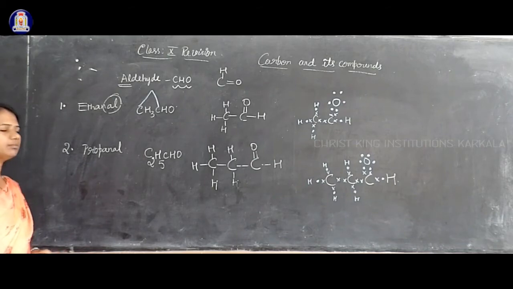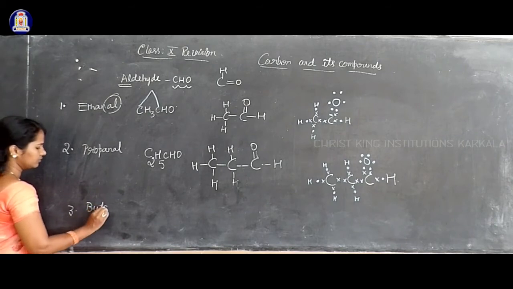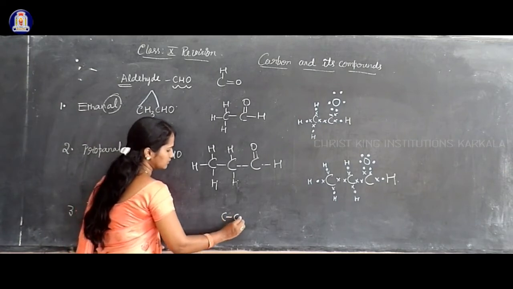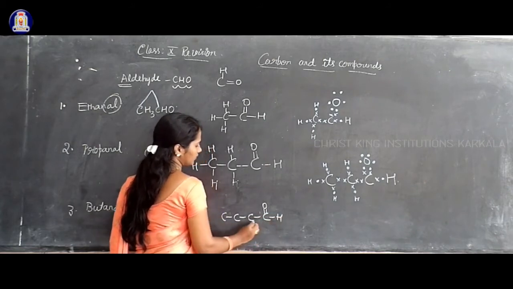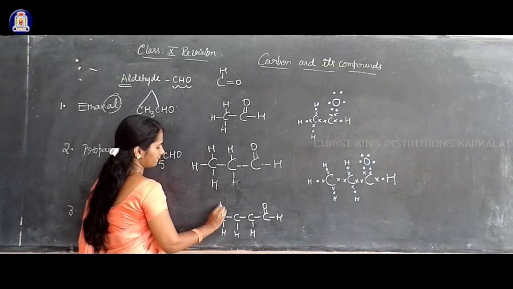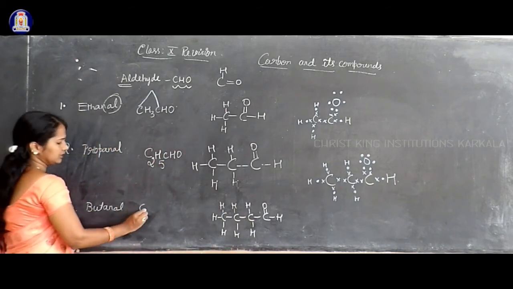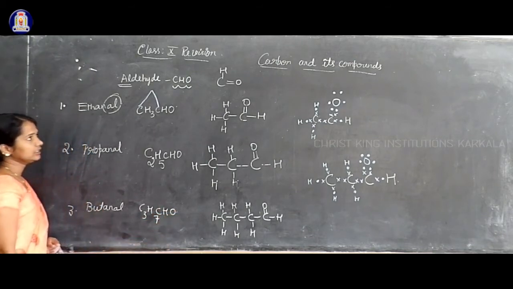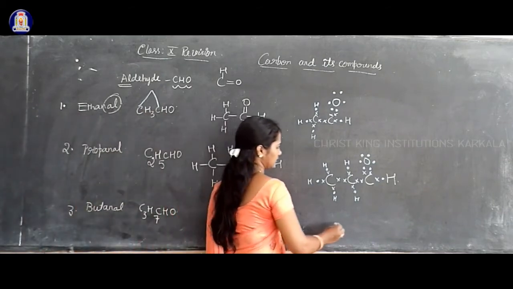Now we will write the third compound, that is butanal. Butanal. But means 4 carbon atoms. 3, 4. Fourth one for aldehyde. Then remaining all hydrogen. So the formula is C3H7CHO. We'll write the electron dot structure.